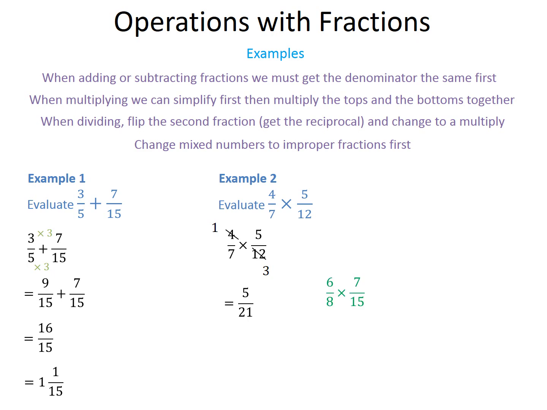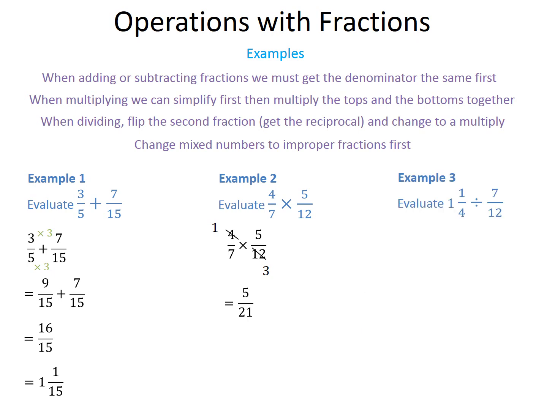Just another quick note here, when you're simplifying, one number doesn't have to go into the other number, just something has to go into both of them. So in this case, for 6 and 15, 3 goes into 6 and also 15. And so I can divide 6 by 3, and that's 2, and I can divide 15 by 3, and that's 5. So it doesn't have to be, oh, 6 doesn't have to go into 15, therefore I can't do anything. Now you've got to see if anything goes into both of those numbers. It doesn't have to be one of the numbers themselves.